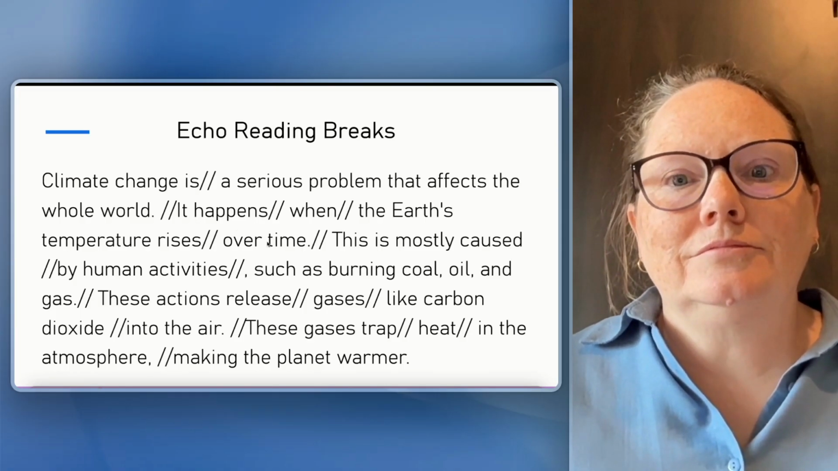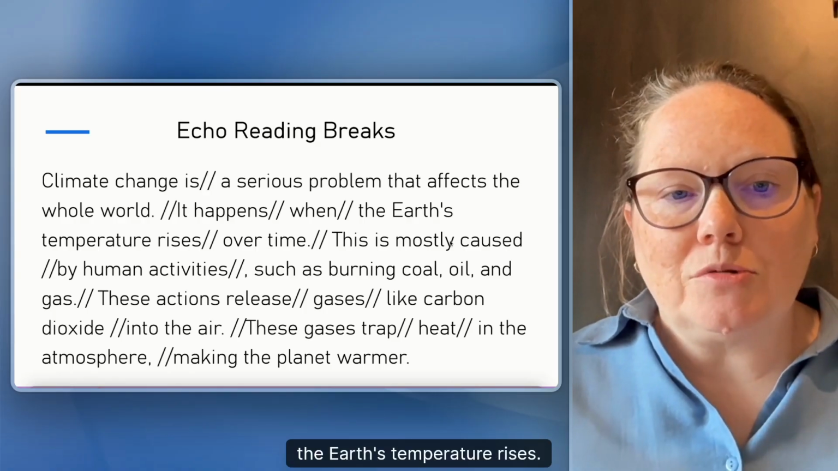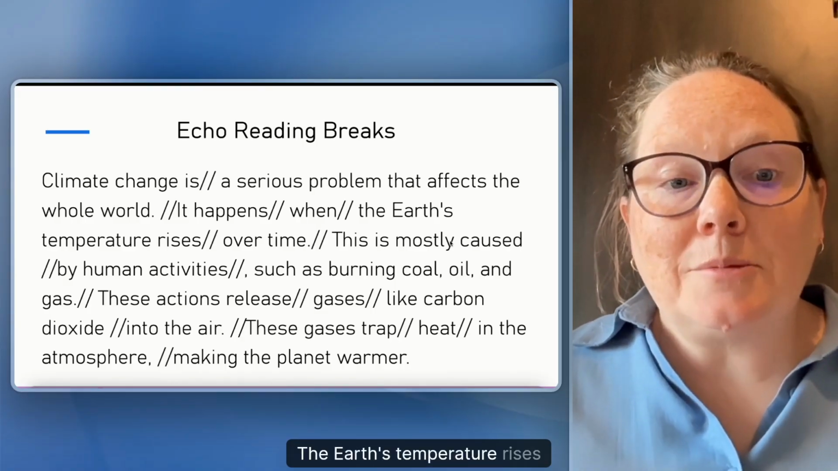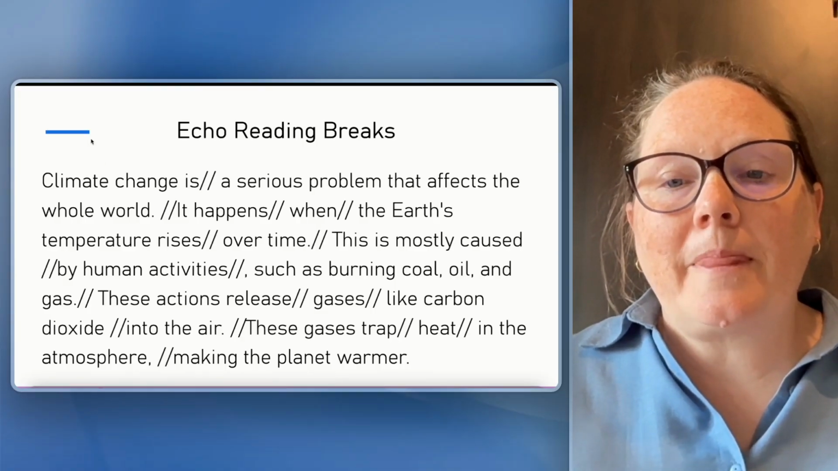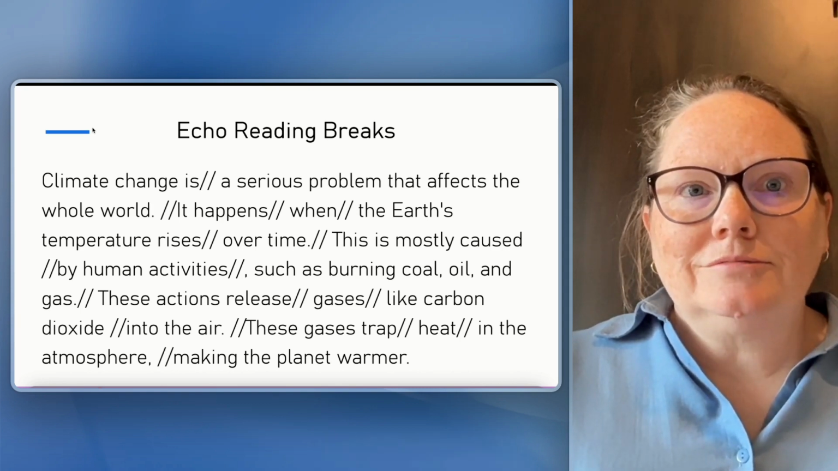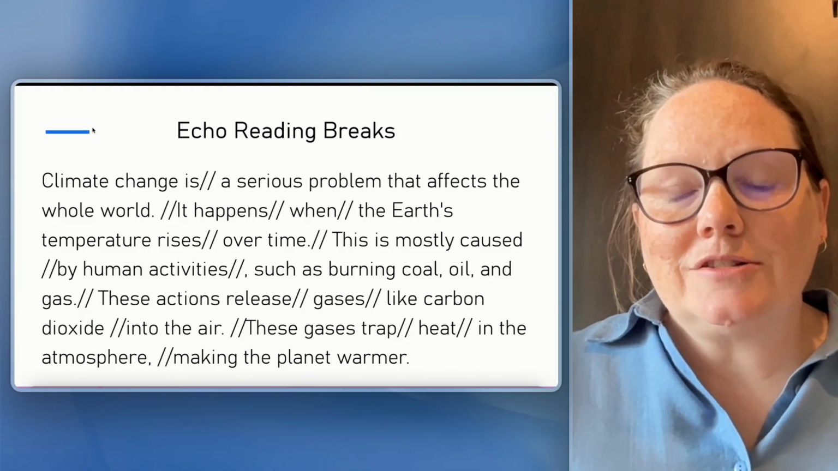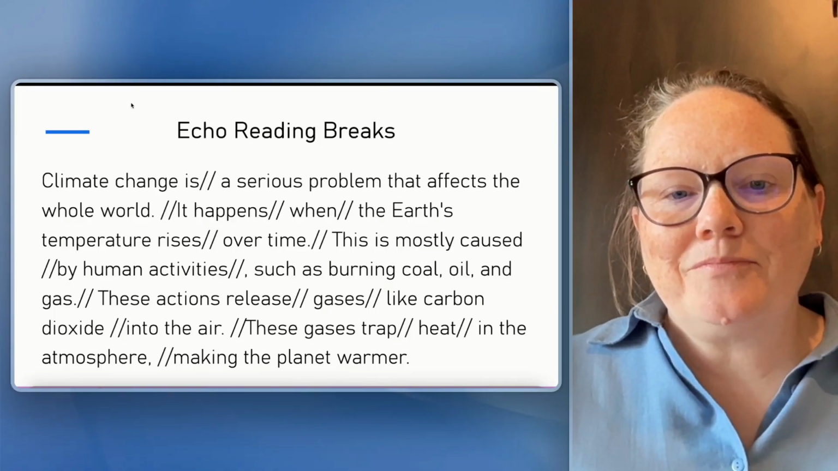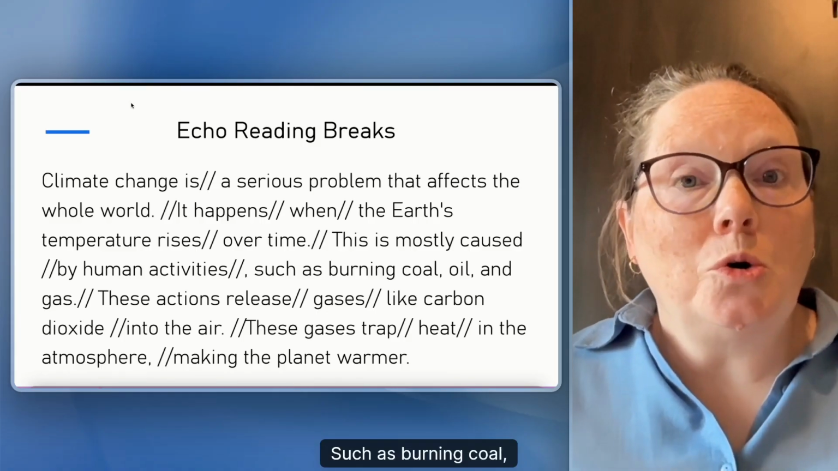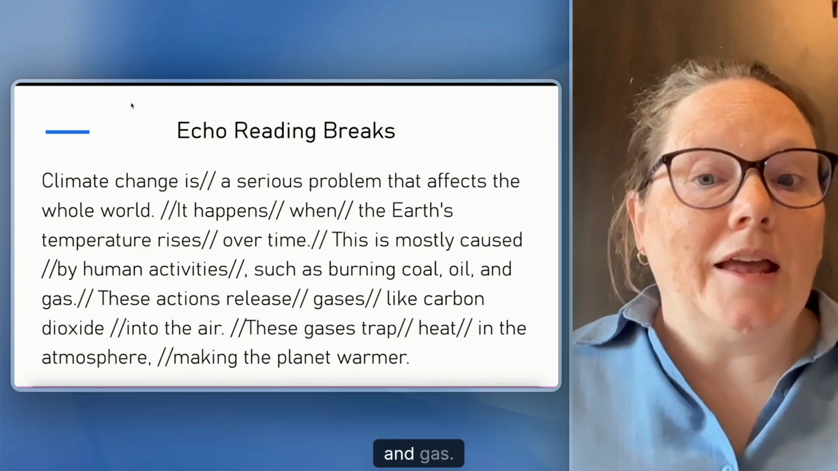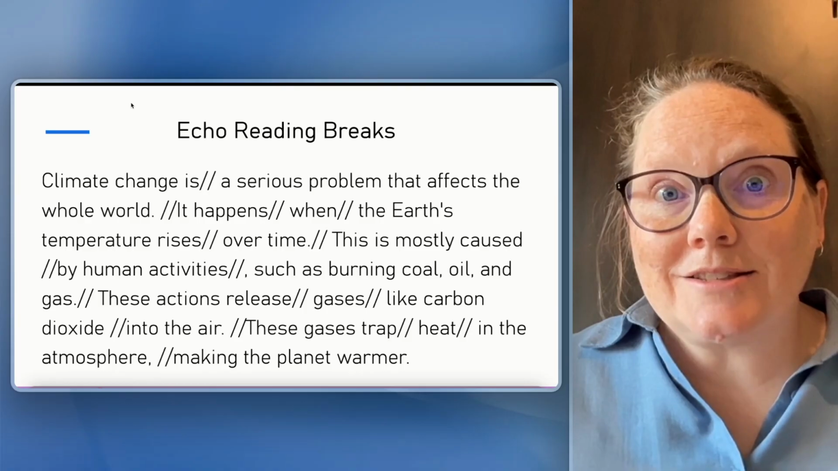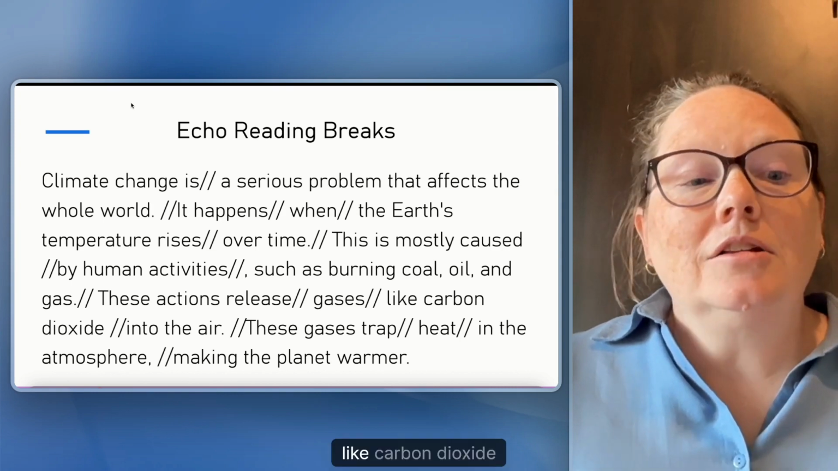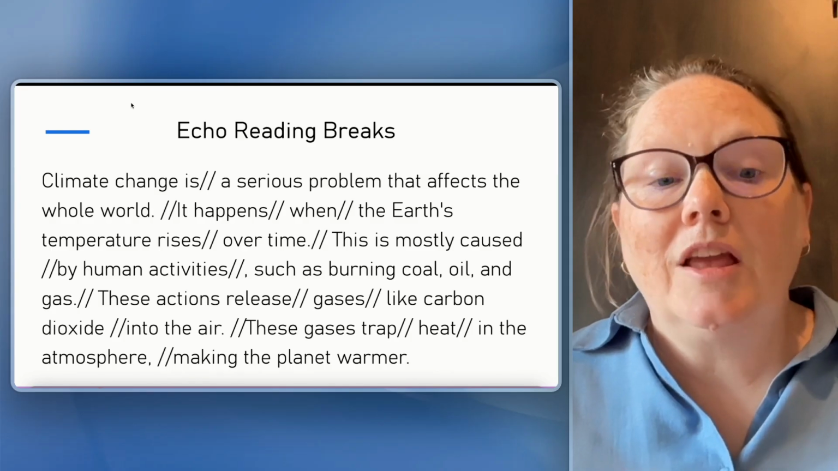It happens when the Earth's temperature rises. The Earth's temperature. The Earth's temperature rises over time. This is mostly caused by human activities. Such as burning coal, oil, and gas. These actions release gases like carbon dioxide into the air.